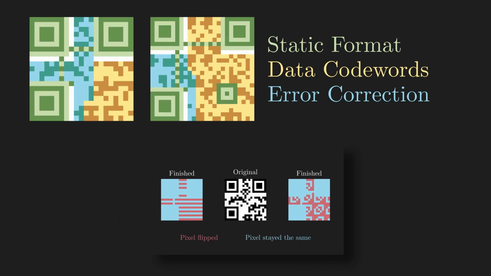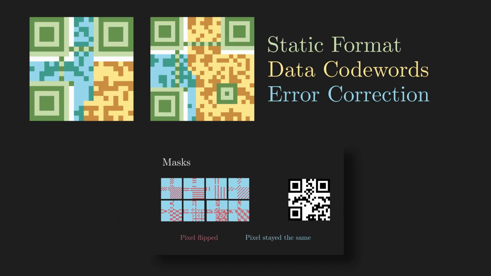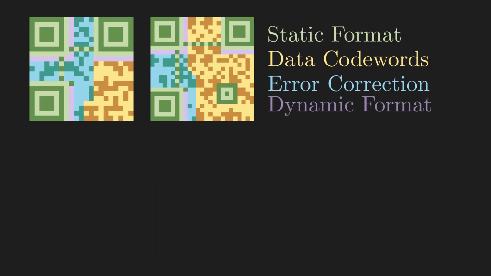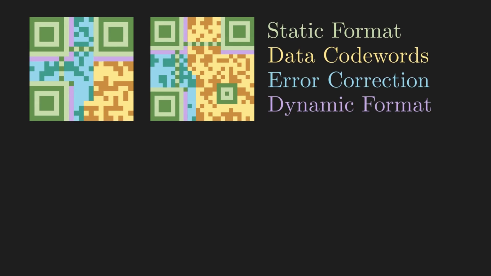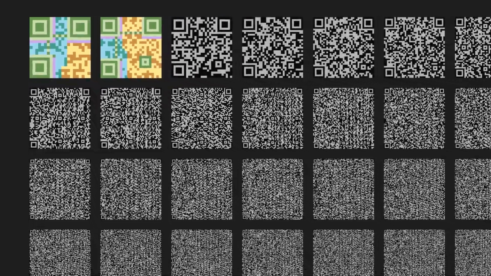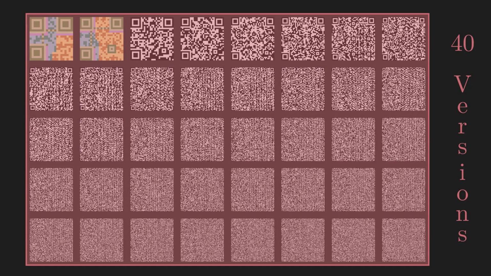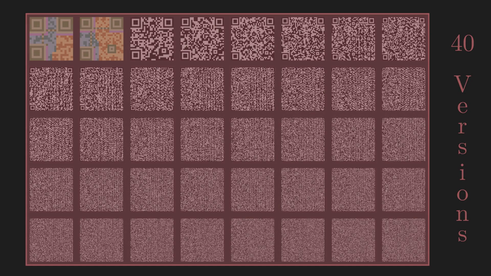Afterwards, we'll talk about applying masks to our QR codes to finally make them readable. These masks also have something to do with the dynamic format here that we're still missing. So by the end of this video, we'll be able to fully generate QR codes of version 1 and 2. However, if we look at the whole QR code family, consisting of 40 versions, that still leaves us plenty of work for part 3. But now, let's dive into error correction.